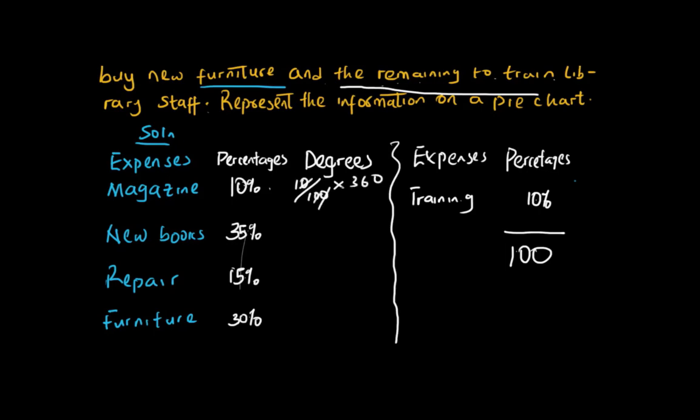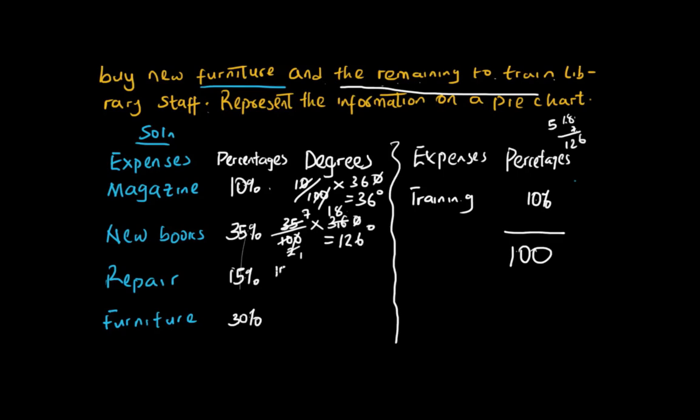0 cancels 0. 0 cancels 0. So we have 36 degrees. Do you get this? Next we have 35 over 100 times 360. So here we have 0 cancels 0, 5 here 7, 5 in 10 is 2, 2 here 1, 2 in 3 is 1, remainder 1, 2 in 16 is 8. So we have 7 times 18. And if we do it here, 7 times 8 is 56, 6 carry 5, 7 times 1 is 7, plus 5 is 12. So we have 126 degrees. Do you understand?